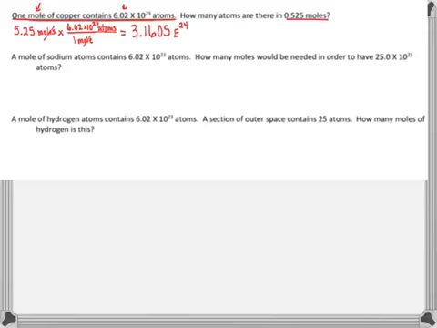Now, let's not forget significant figures, okay? So in this case, we see that our given has 3 significant figures. Our equality also has 3 significant figures, which means that our answer must have 3 significant figures. Here's a doubtful digit, number 6. The 0 does not affect the 6 at all, so my answer really should be 3.16 E, or times 10 to the 24th atoms.